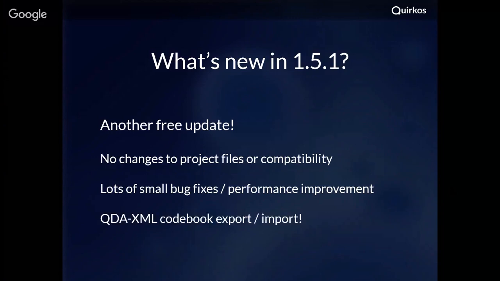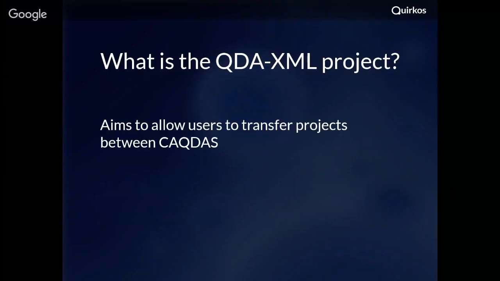But the major new thing is the QDA XML codebook support. Now, this is a new initiative, the aim of which is to allow users to transfer projects between different QDA software. So you may be using F4 Analyzer, MAXQDA, Atlas.ti, any of these different software packages like NVivo. Before, it's been very difficult, if not impossible, to move your data from one piece of software to the other. And the aim of this project, which Quirkos has been involved with for a number of years now, is to support and develop a common standard so that all these software packages can talk to each other and you can move your data from one place to the other.